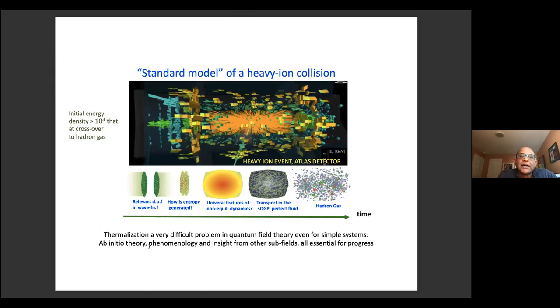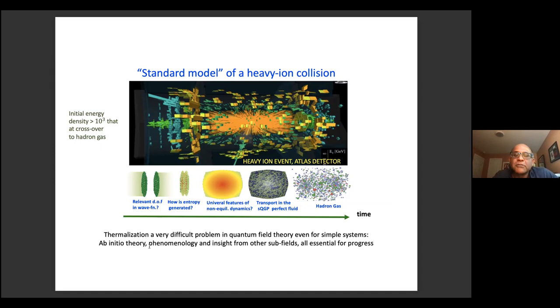This is a very complicated problem where you're really looking at the non-equilibrium dynamics of a non-abelian gauge theory in 3+1 dimensions. As many of you know, and I don't need to tell you, thermalization is a very difficult problem, even for very simple systems. Therefore, in understanding this phenomenon, you need both ab initio theory, phenomenology, and insights from other subfields. But despite all of this complexity, we've been able to construct the elements of what one might call a standard model of a heavy ion collision, which is depicted here in this striking plot of a heavy ion event in the ATLAS detector at CERN, where you produce on the order of 10,000 particles which stream to the detector.